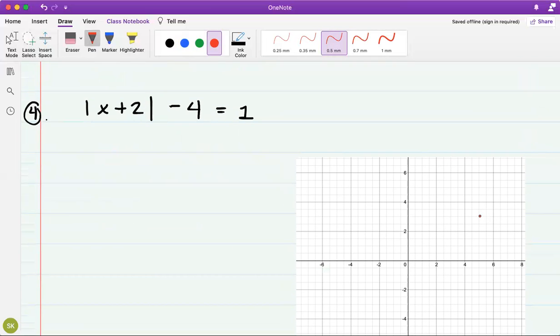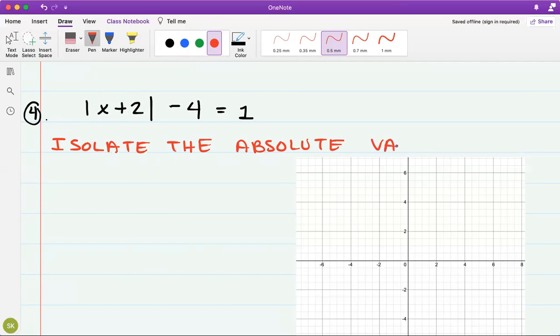All right, things are getting a little more complicated. When you have something like this, where I don't just have absolute value over here, the first step is to isolate the absolute value. And what I mean by isolate the absolute value is on the left-hand side, the only thing I want is the absolute value. So that means I'm going to move this 4 to the other side. So if I add 4 to both sides, I get absolute value of x plus 2 is equal to 5.